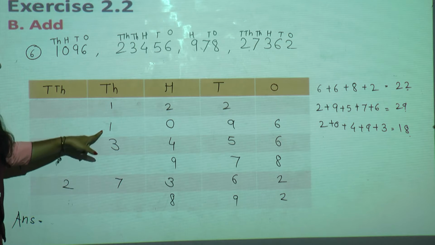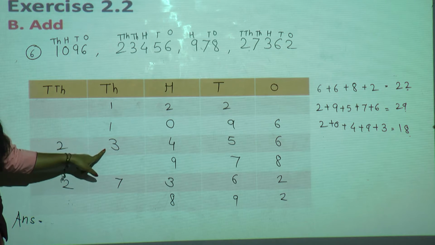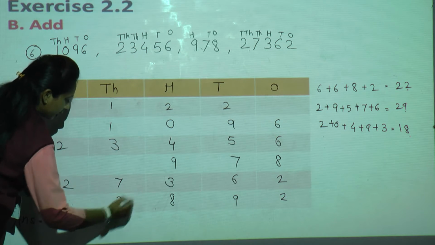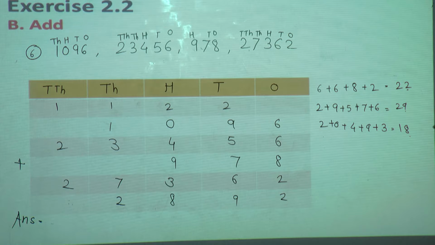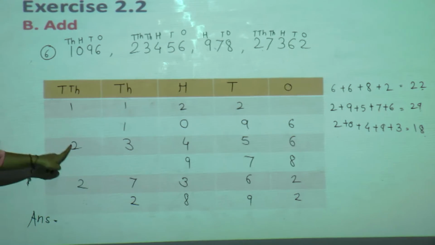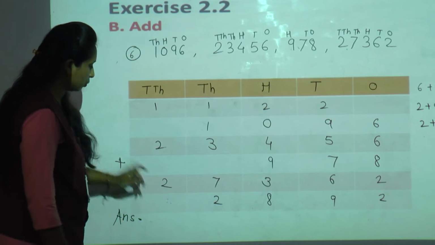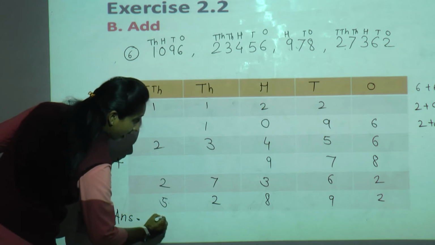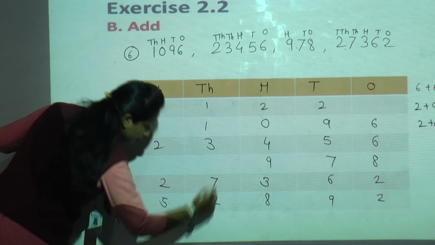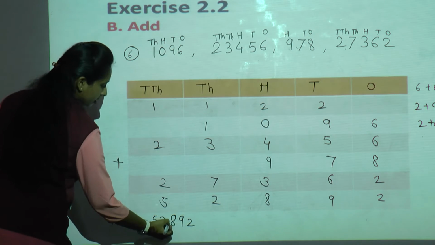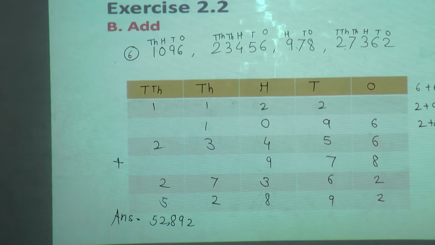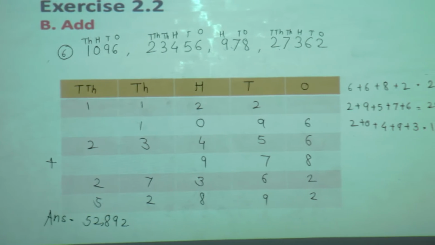Doesn't matter. 1 plus 1 is 2. 2 plus 3 is 5. 5 plus 7 is 12. So write 2 here and 1 will carry to 10,000s place. 1 plus 2 is 3. 3 plus 2 is 5. So our answer is 52892. So give comma after 3 digits. Our answer is 52,892. Got it? Yes, very easy.